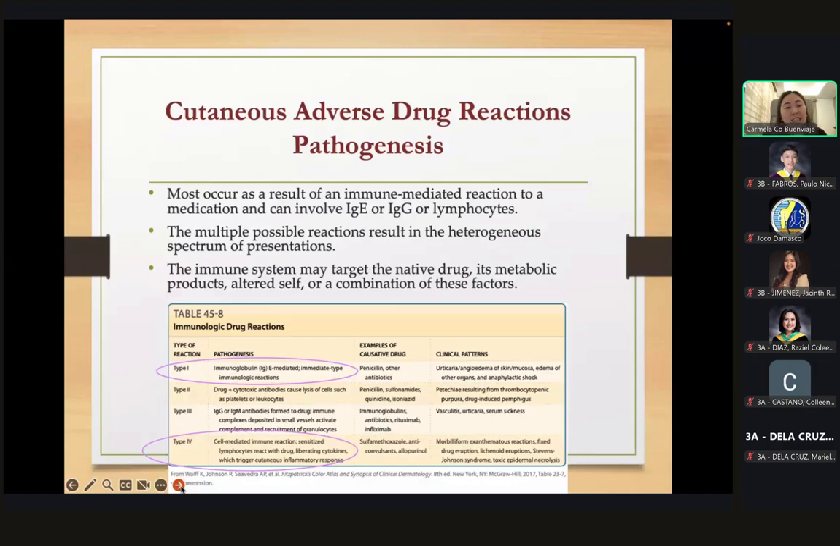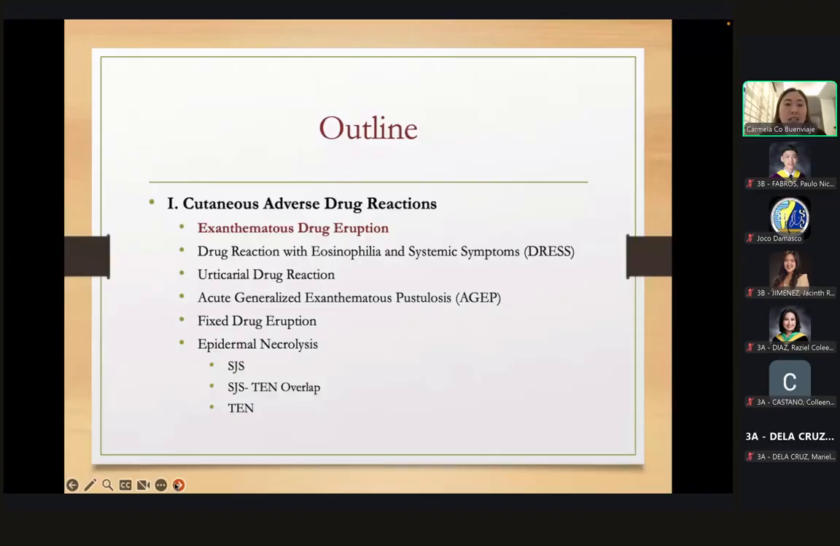So for the pathogenesis, most occur as a result of an immune-mediated reaction to medication and can involve IgE or lymphocytes. The multiple possible reactions result in a heterogeneous spectrum of presentations. The immune system may target the native drug, its metabolic products, its altered self, or a combination of these factors. So cutaneous adverse drug reactions are usually either type 1 immediate hypersensitivity reactions or type 4 delayed type hypersensitivity reactions. Okay, so let's begin.